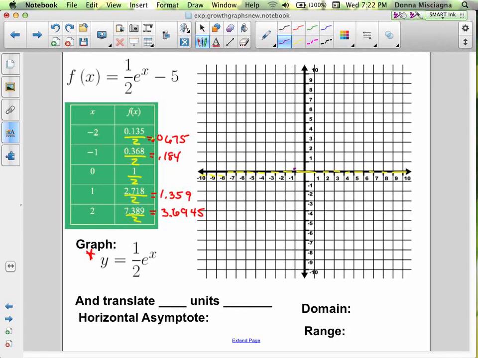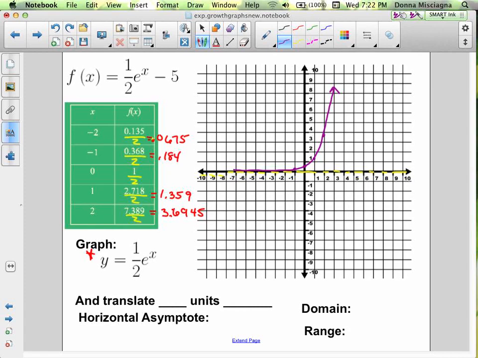All right, then 1/2, we got that one. And then for 1, it'd be 1.359, so about 1 1/3. And then 3.6945, kind of close to 3 3/4, roughly speaking. All right, so here's our base graph, a slower growth than the last one because it's a half of e to the x.